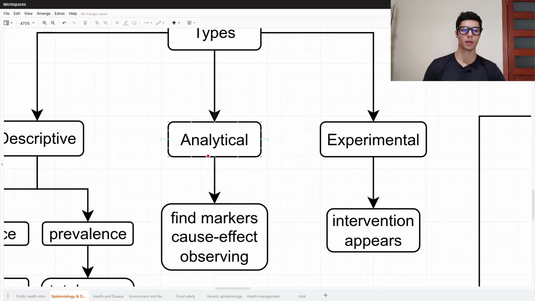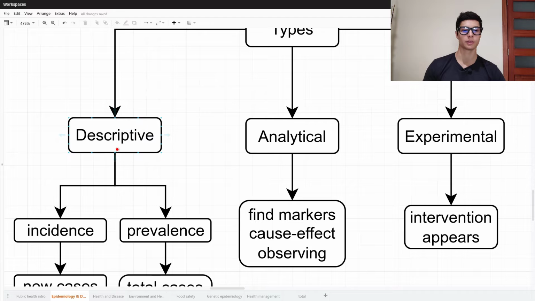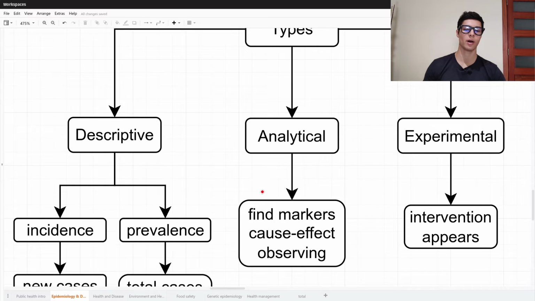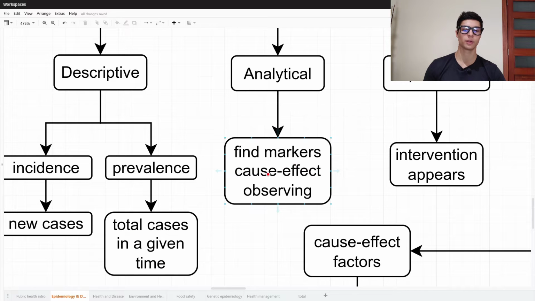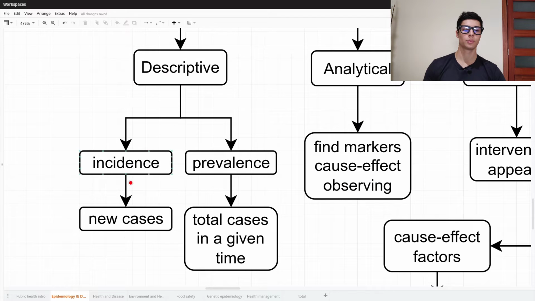Analytical epidemiology is the one that observes, like in the descriptive, but it also creates an analysis on that data. And it tries to find markers, cause-effect, by observing. For example, it would be, okay, so we have new cases. Why? What do those new cases share between them? Why do they suddenly have the same type of disease? This is the analytical one.